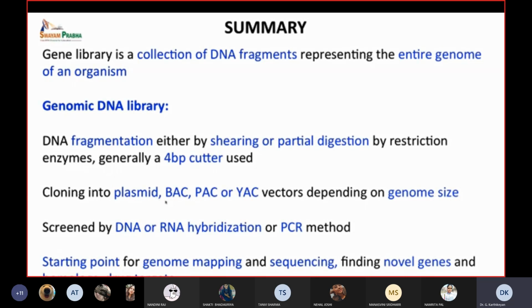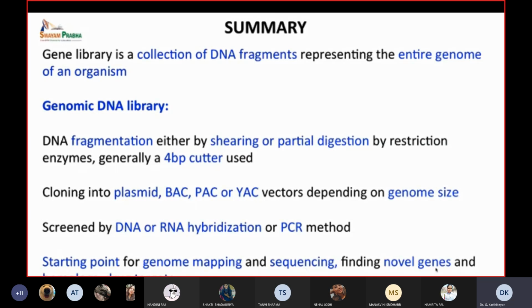But for larger genomes, bacteriophage lambda-based vectors or BAC vectors, PAC vectors, or YAC vectors are used. And of course, the choice of the cloning vector will depend on the genome size. The screening of the genomic DNA libraries can be done either by DNA or RNA hybridization or by PCR-based methods. And genomic DNA libraries are very, very useful for genome mapping and sequencing of the genomes, for finding novel genes.